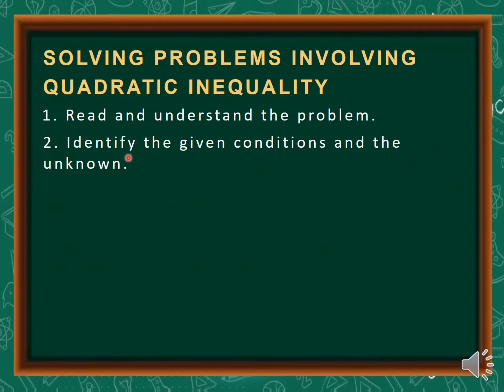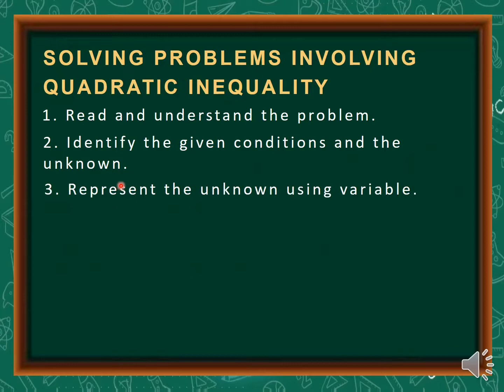Number 2, identify the given conditions and the unknown, just like what we did in translating verbal statements into mathematical symbols. You have to consider the given conditions and identify the unknown. Okay, it will help you to clearly represent the given. Now, number 3, represent the unknown using the variable. Any variable may do. Sanay lang tayo sa gamit ng x.